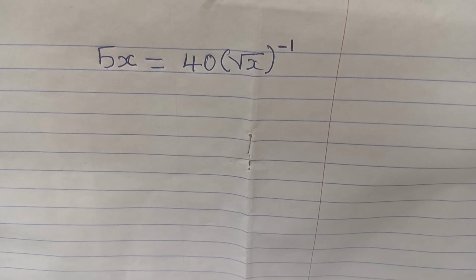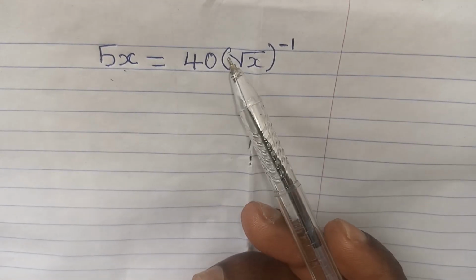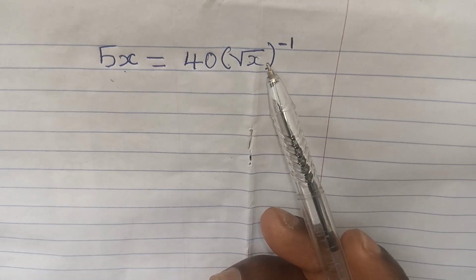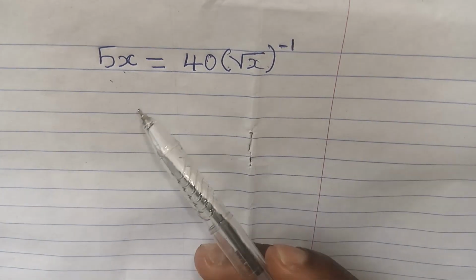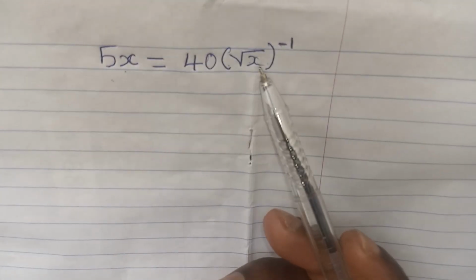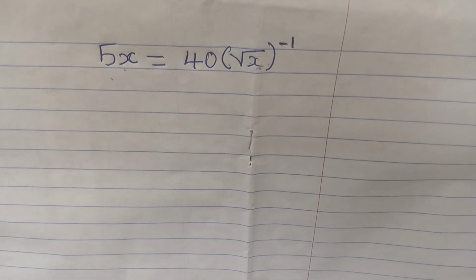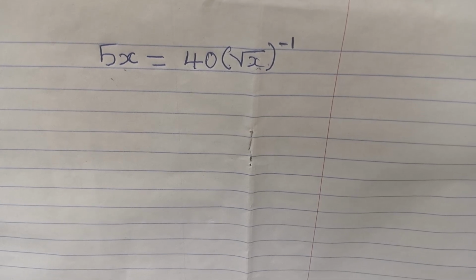I want to solve a very nice math challenge which reads: 5x is equal to 40 times (the root of x) to the power of -1. Recall this bracket represents a multiplication sign. So let's see how we can solve this. It's a simple indices challenge to refresh our minds.